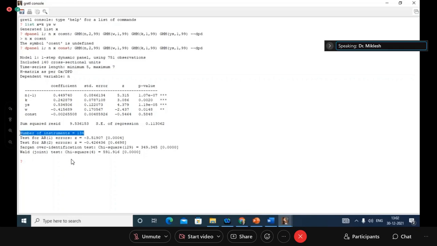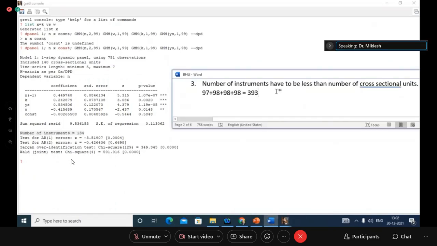That's why I said, fix it, give the command. Automatically, it will capture as per the suitability of the data. So this condition is also matched. It means the number of instruments has to be less than the number of cross-sectional units, and it is. So 3 conditions we have understood.